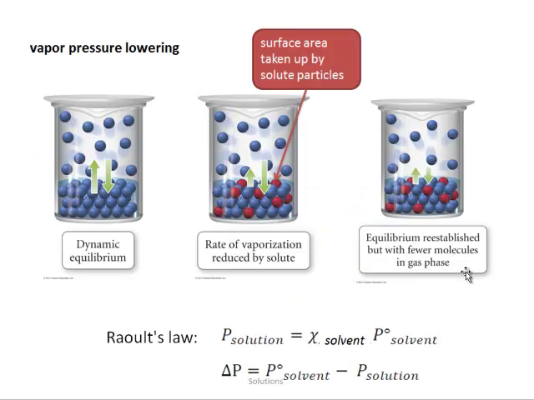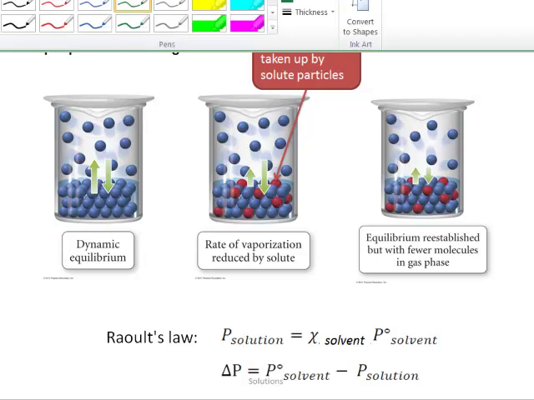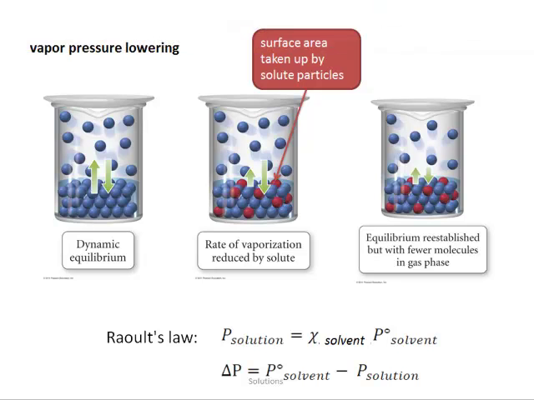Okay, so one of the first colligative properties we'll discuss is vapor pressure lowering. So we talked about vapor pressure. It's when the rates of evaporation and condensation are equal, and the pressure of the gas in that closed container. Okay, it turns out that if you add a solute to your solution, the rate of vaporization is reduced, therefore lowering your vapor pressure.